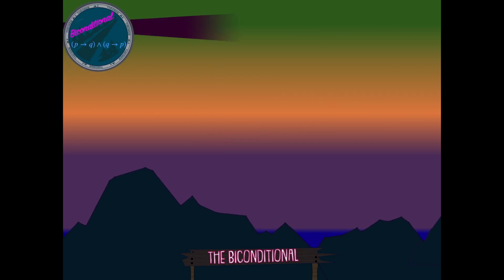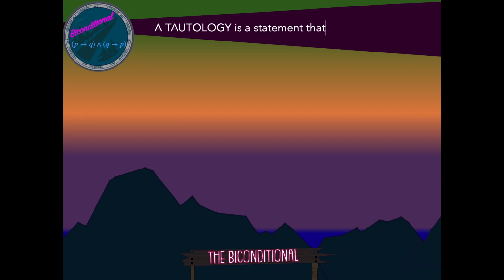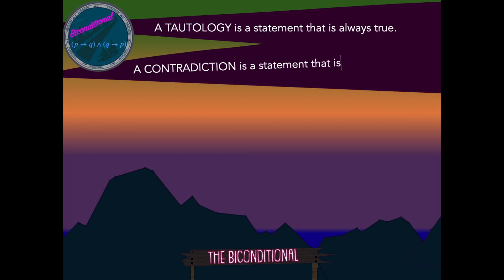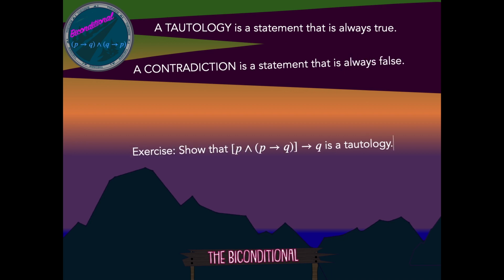And two definitions. A tautology is a statement that is always true, and secondly, a contradiction is a statement that's always false. So for an exercise, try showing that this thing right here is a tautology: P and if P then Q. That's going to be the antecedent, and then Q is just the consequent. So if P and if P then Q, then Q.